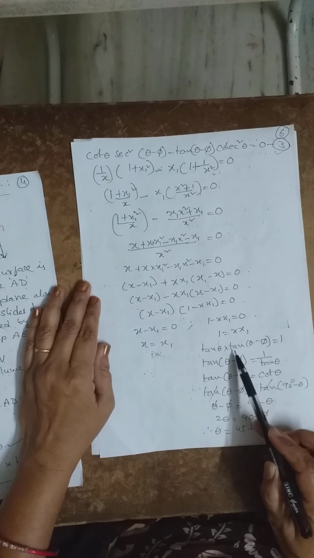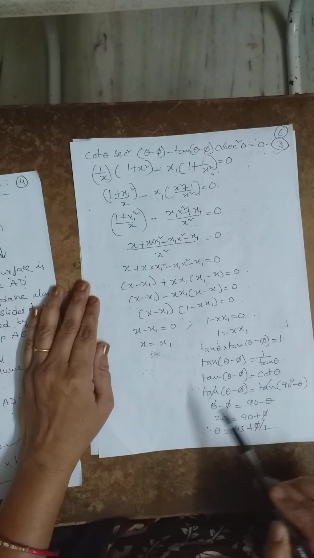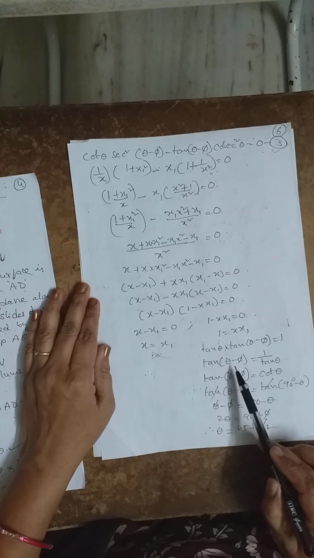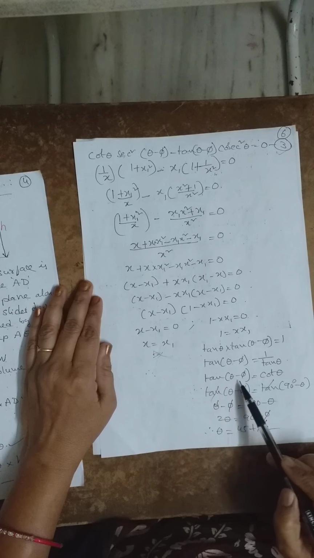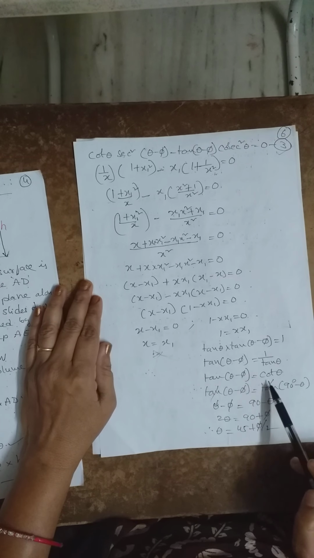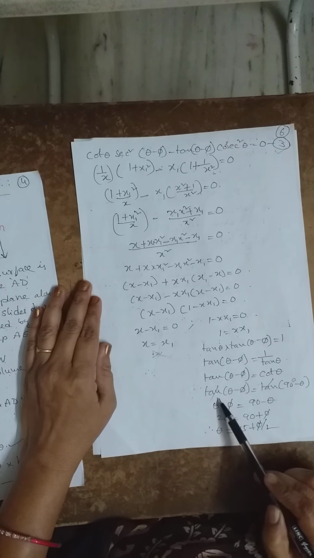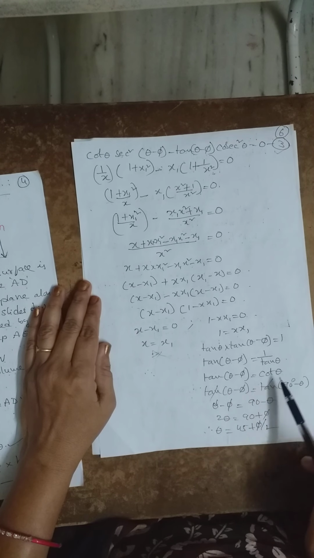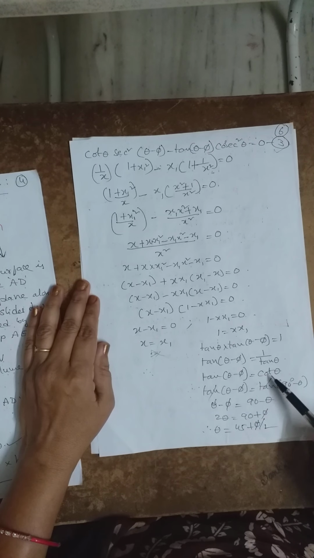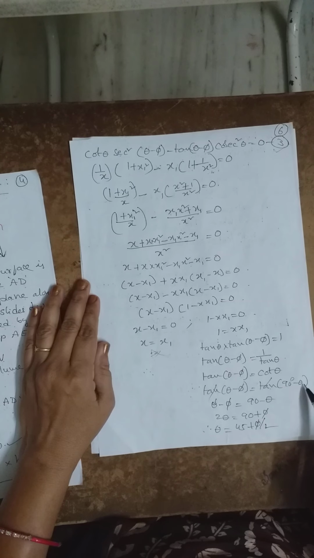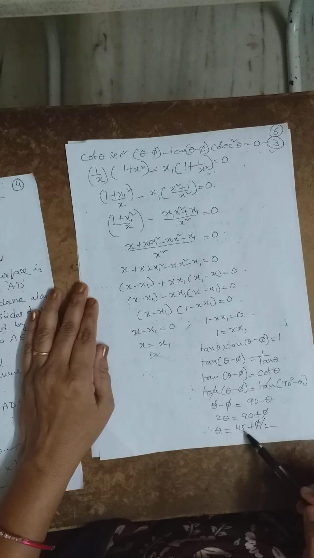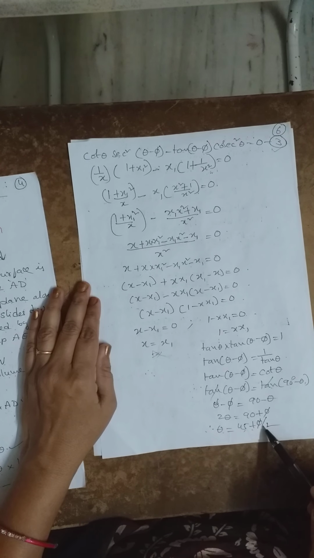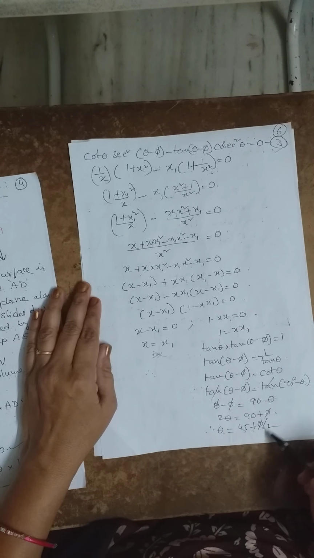So tan θ into tan(θ−φ) equal to 1. So tan(θ−φ) is equal to 1/tan θ, which means it is cot θ. So tan(θ−φ) is equal to cot θ, and we know that cot θ is tan(90° − θ). So you get θ is equal to 45° + φ/2.